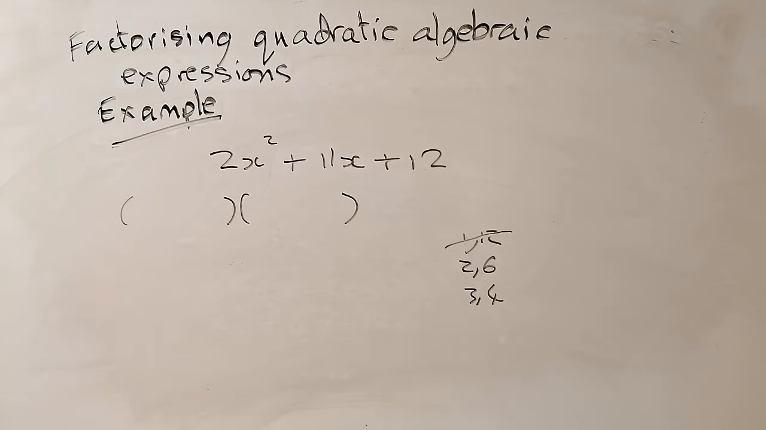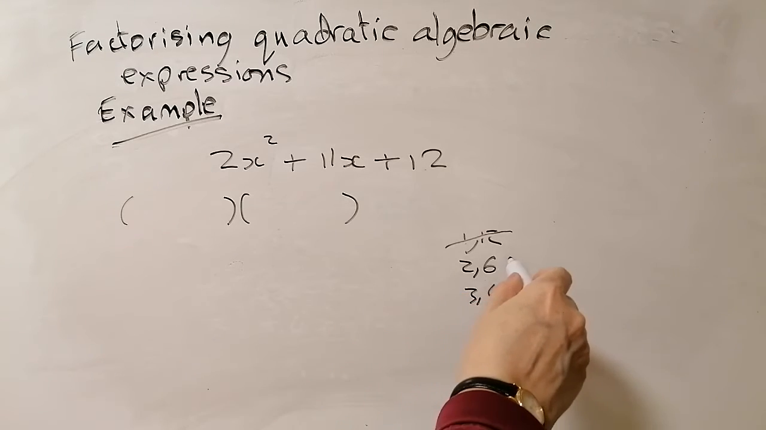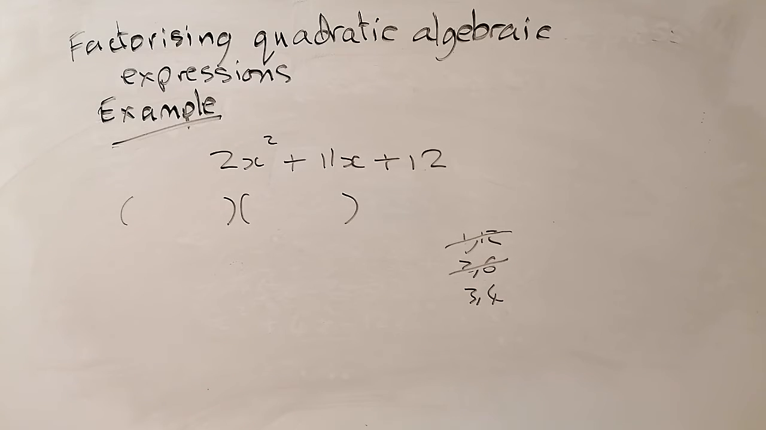Let's take the 2 and 6. If we double the 6, that makes 12. If we take the 2 from it, we get 10. If we add it, we get 14. So that doesn't make 11 either. So we can eliminate that. If we take the 3 and 4, it's our last hope. So it's going to have to be these two.